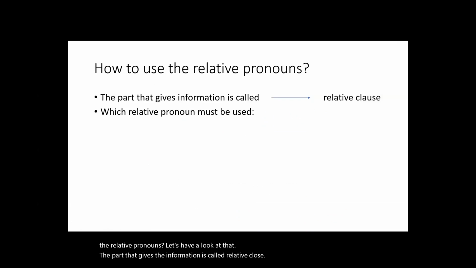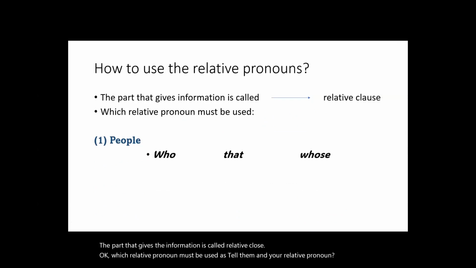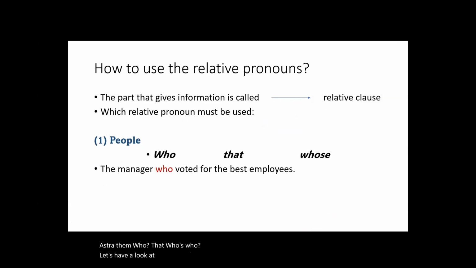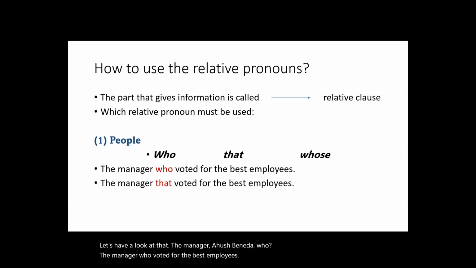Okay, which relative pronoun must be used? Which relative pronoun do I use with people? I use who, that, whose. Let's have a look. The manager is a human and rational being, so I use who with it. The manager who voted for the best employees. Next, the manager that. You said the manager is a person, so use who with it. But you said that? Yes, with people I can use who and I can use that. Both of them are the same.